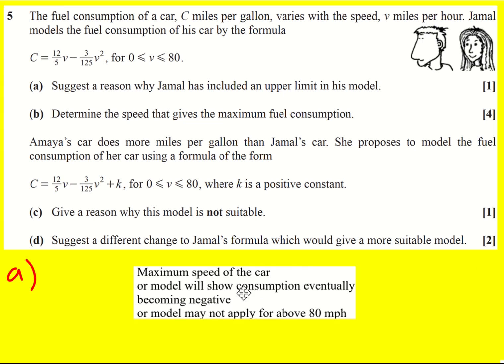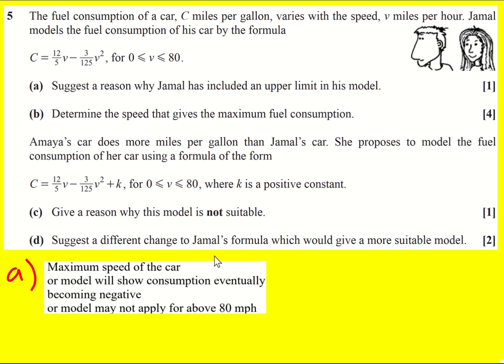In fact, you could say that potentially the maximum speed of the car was 80, or you could point out that actually as V gets bigger, eventually it will become negative. Or finally, you might just say that actually the model doesn't apply above 80 miles an hour. Let's take a look at part B.